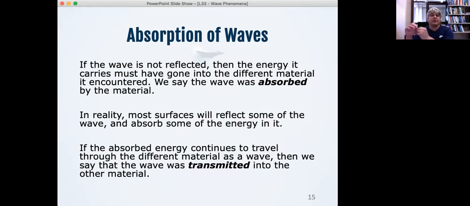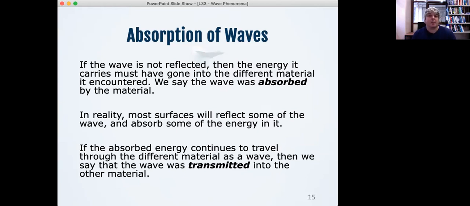It can't get to the wall and then just disappear, because we know energy is always conserved. Energy can't be created or destroyed. So that means that the energy has to go somewhere. Where does it go? Well, it obviously goes into the material. If the wave has stopped, then that material that was in the way of the wave that it hit must have absorbed that energy.